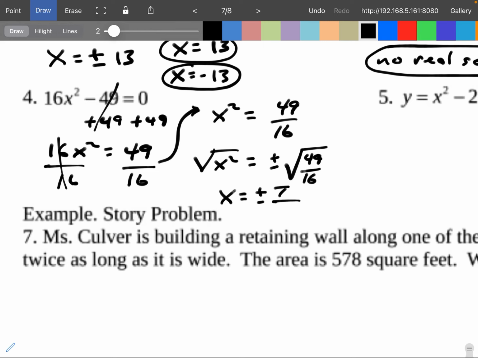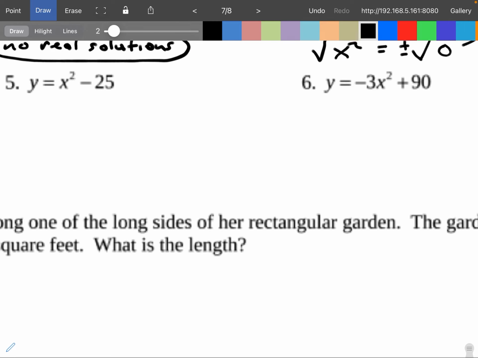So what's the square root of 49? 7. And what's the square root of 16? 4. Yep. So you just get plus or minus 7 over 4. And you can leave your answer like that if you want, all right? That means x equals positive 7 over 4, and the other answer would be x equals negative 7 over 4.